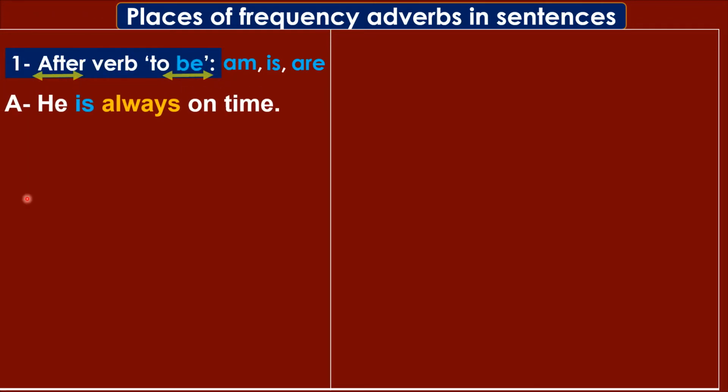He is always on time. If you look at always here, you will notice that it comes after is. So always comes after is, after verb to be.